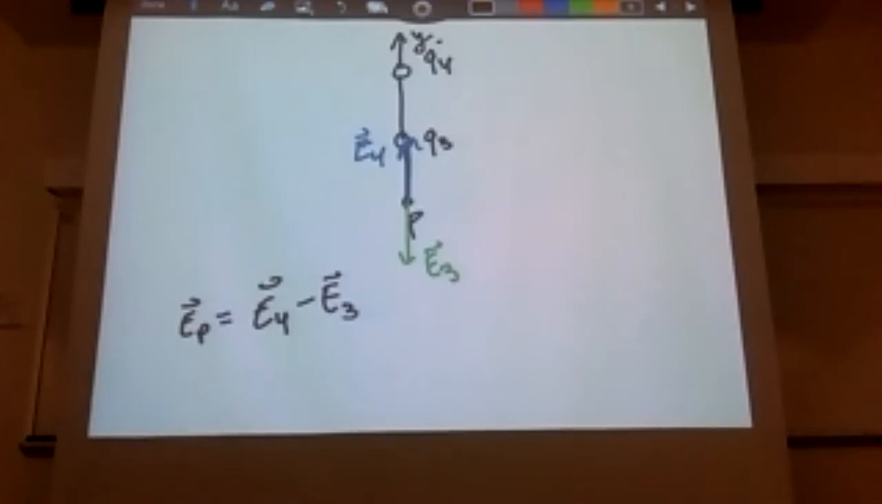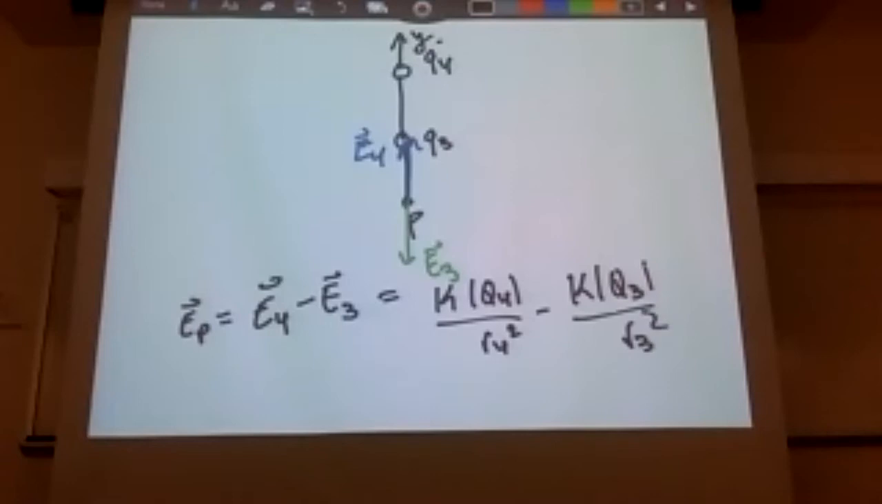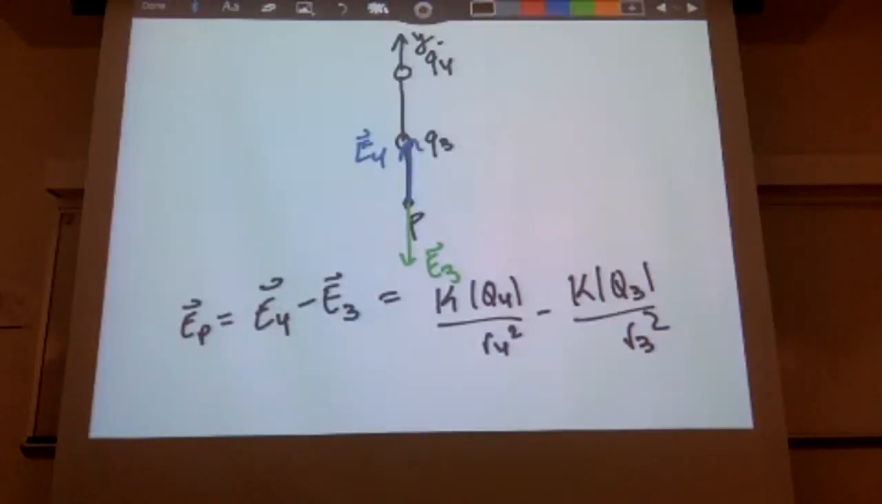Okay? So this then is going to be equal to what? K times the magnitude of Q4 divided by, let me call that R4 squared, minus K times the magnitude of Q3 divided by R3 squared. And technically, this is all in the y direction.